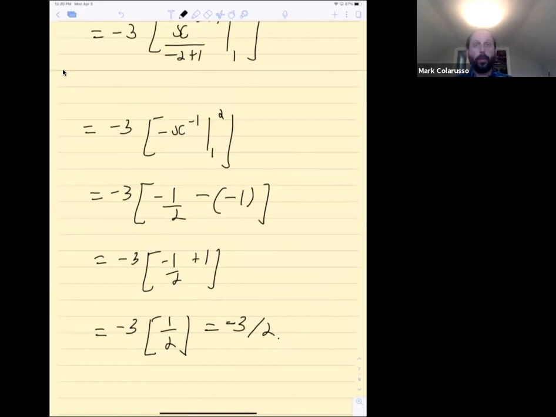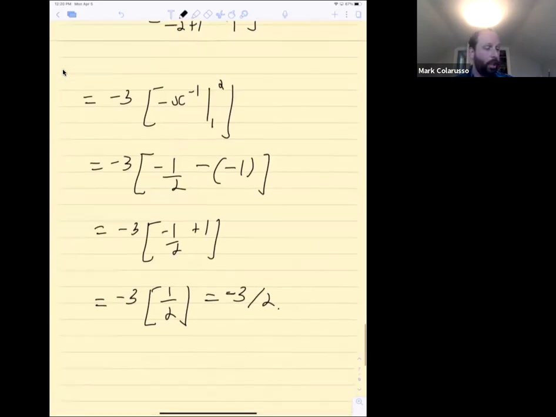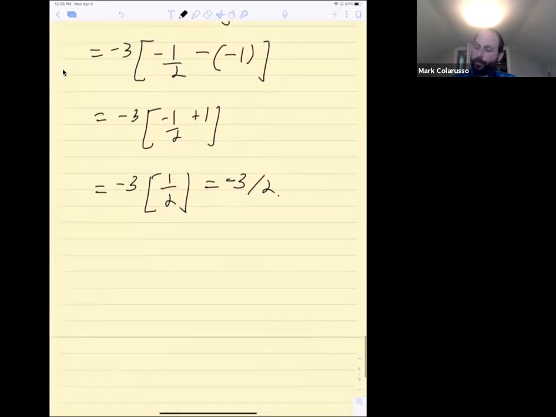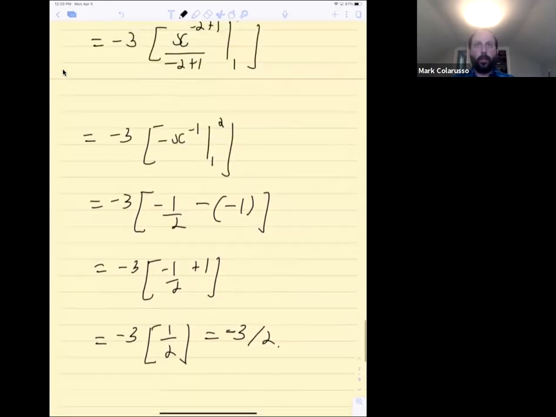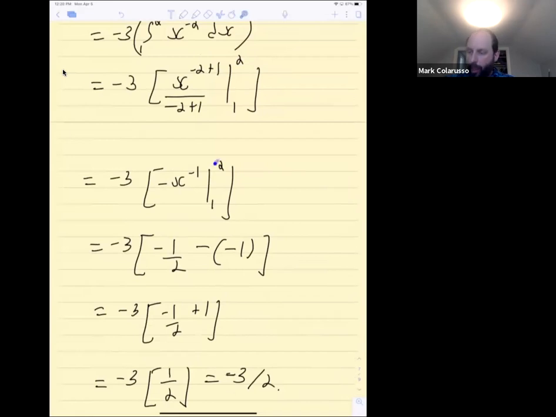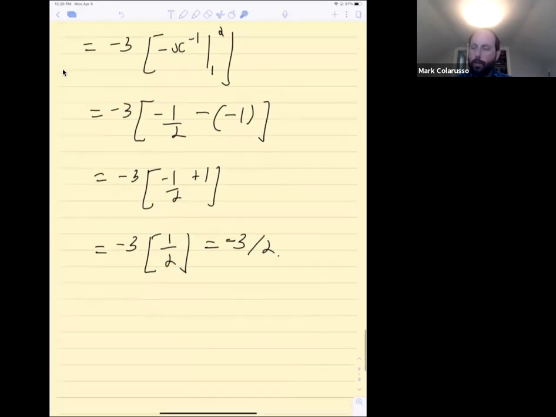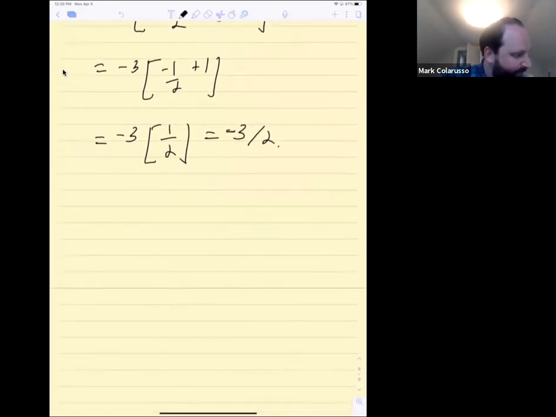Hopefully you're somewhat happy with this. Okay, so you may have to take some time to digest it. Again, remember that in this gadget, the top limit, you just plug it in. The bottom limit, you've got to subtract it. So we're actually subtracting a negative thing, so you end up adding it. That's all to be aware of there.